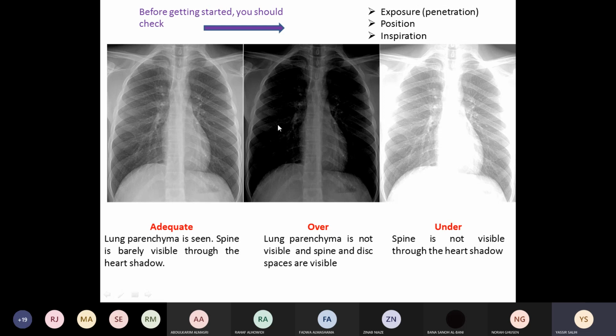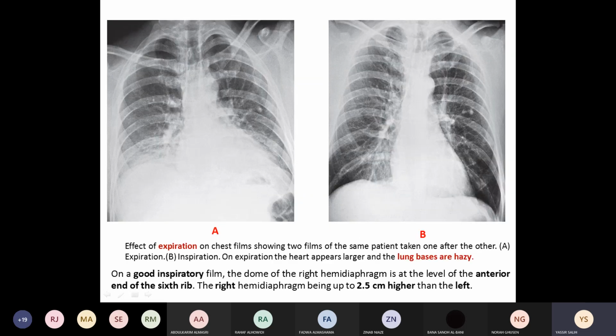In the overexposed film the lung is difficult to be seen, and in the underexposed film also, if there is a lesion, an opaque lesion can be difficult to be seen, and here a loosened lesion is difficult to be seen. But in the adequate or optimum film, if there is a loosened or opaque lesion, it will be clearly demonstrated. So chest X-ray should be done with a good factor.